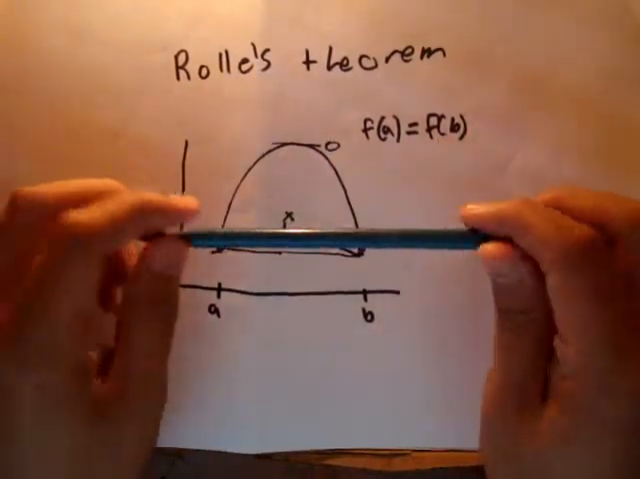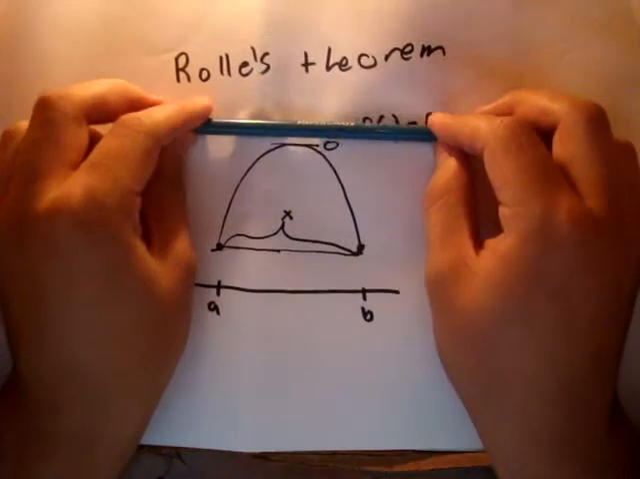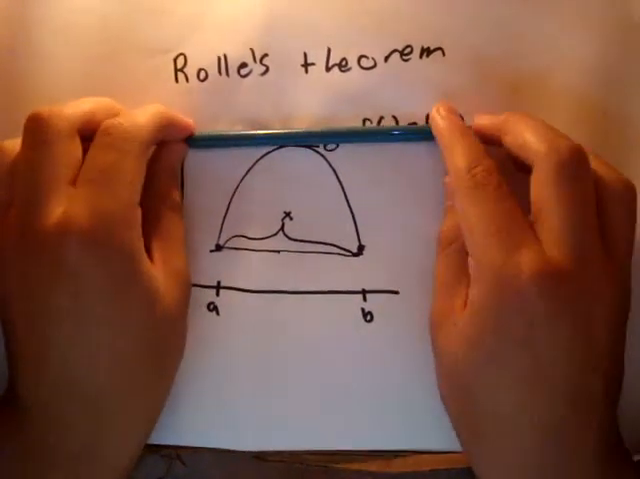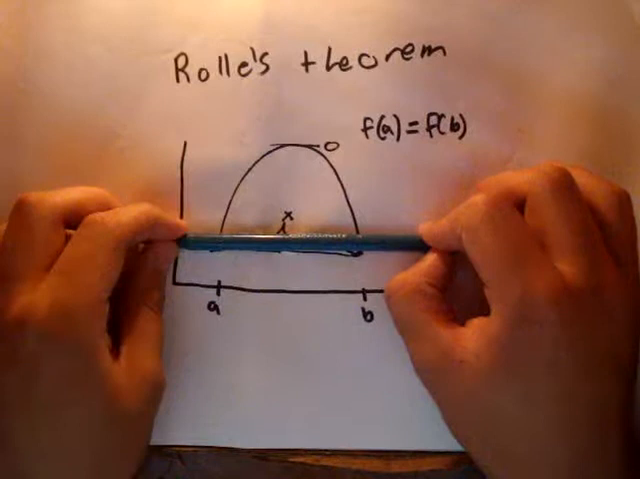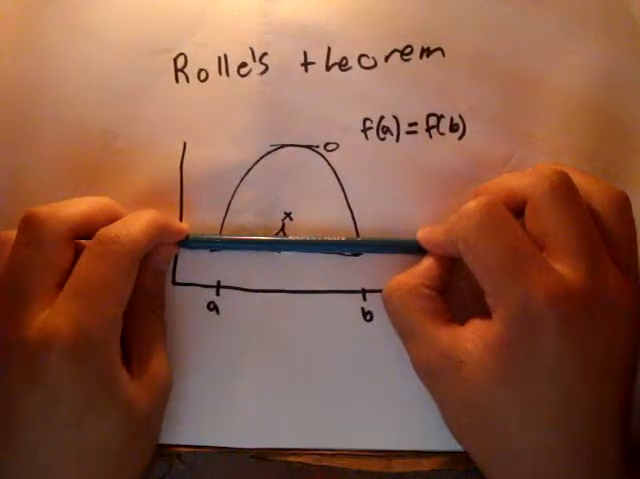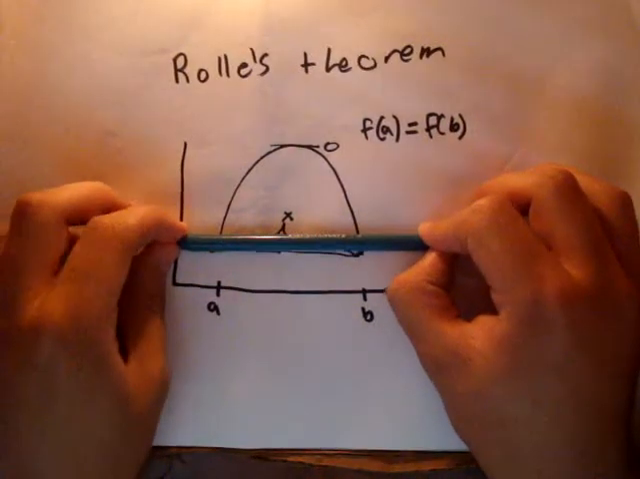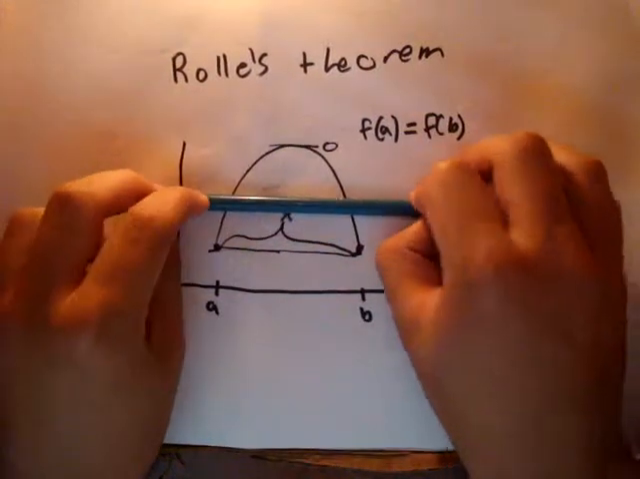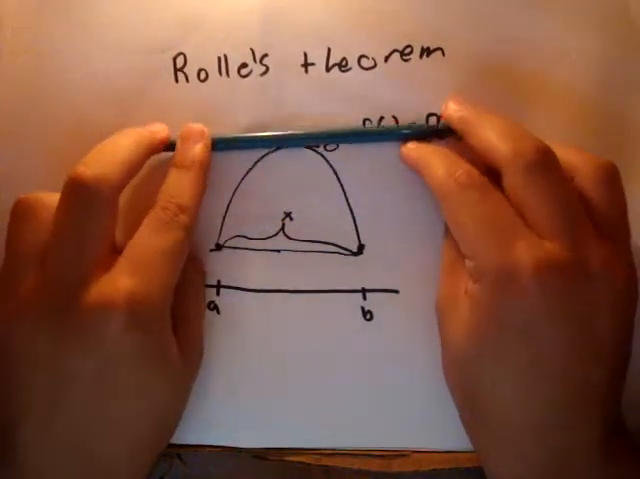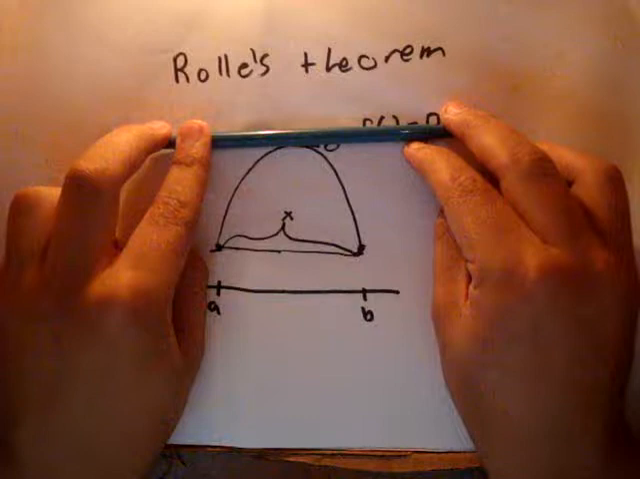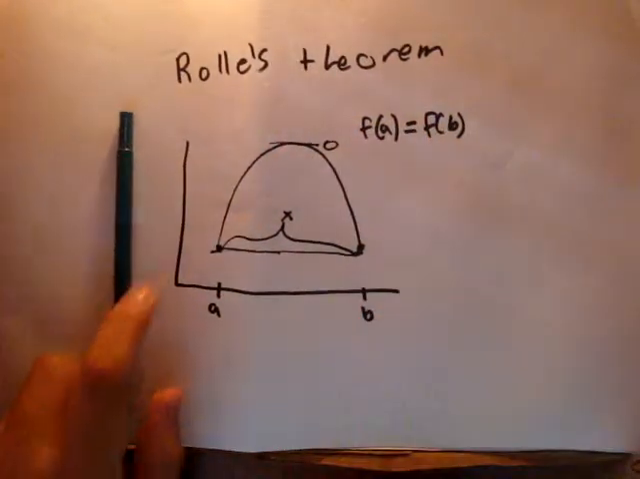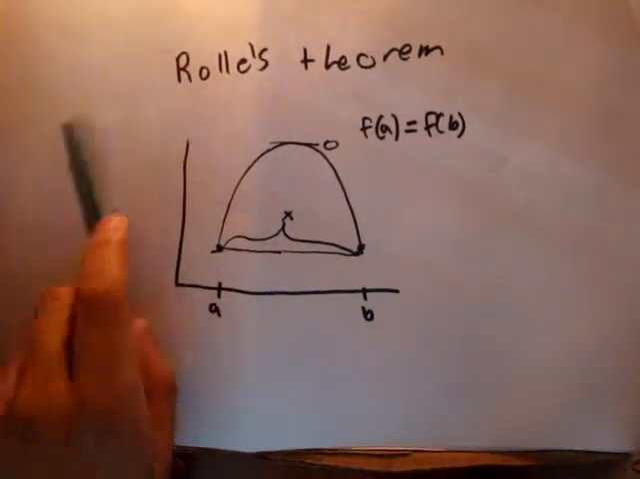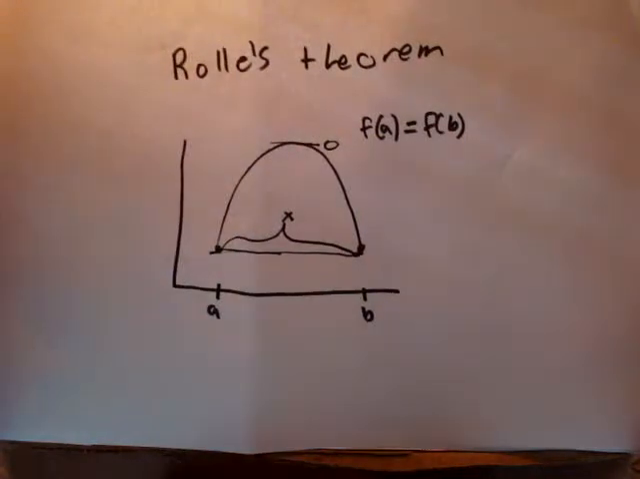Because remember, derivative equals 0 means that you have a horizontal line, like we see right there. And from A to B, we also have a horizontal line. In this case, this is called the secant line from A to B. And then when you actually match it up to the function, you always find a point in the function. But remember, there are some qualifications needed for this theorem to exist.